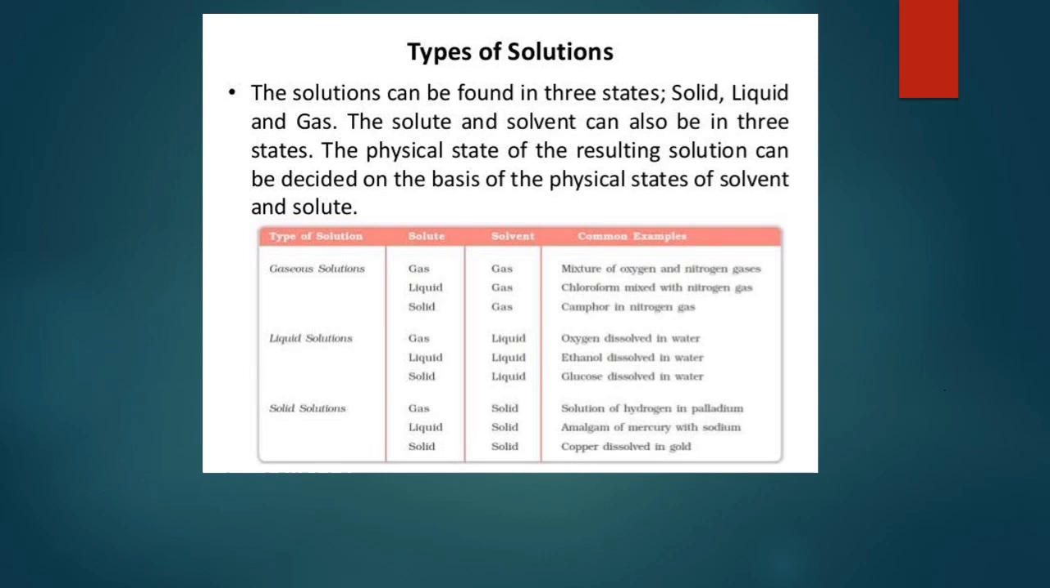Then the last point, that is types of solution. The solution can be found in three states: solid, liquid and gas. The solute and solvent can also be in three states. The physical state of the resulting solution can be decided on the basis of the physical states of solvent and solute.